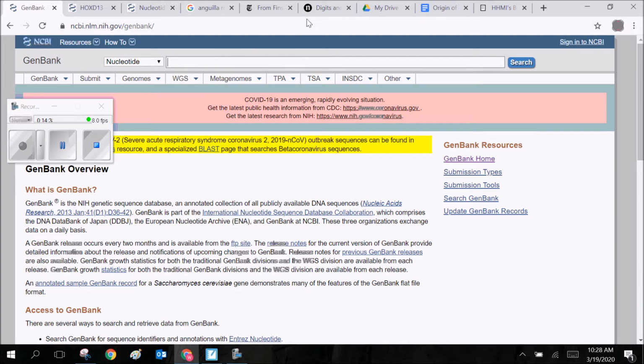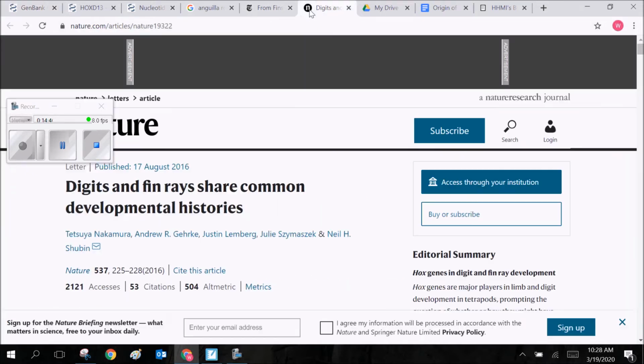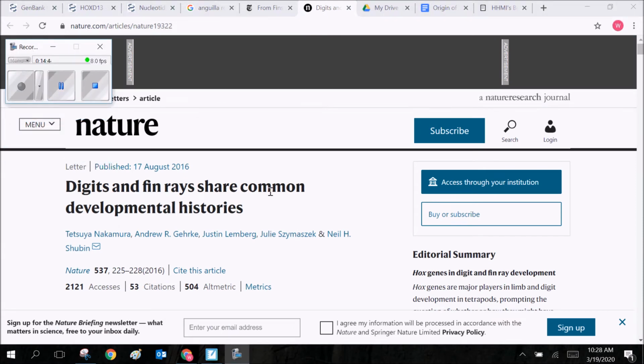And I came up with a cool little hit on Nature, which, if you guys don't know, is one of the premier scientific journals. It says digits and fin rays share common developmental histories. Okay, digits meaning your fingers, and fin rays. And I was like, huh, fin rays are on fish, digits, fish. So some genes related to digits and fish are probably what I'm looking for.